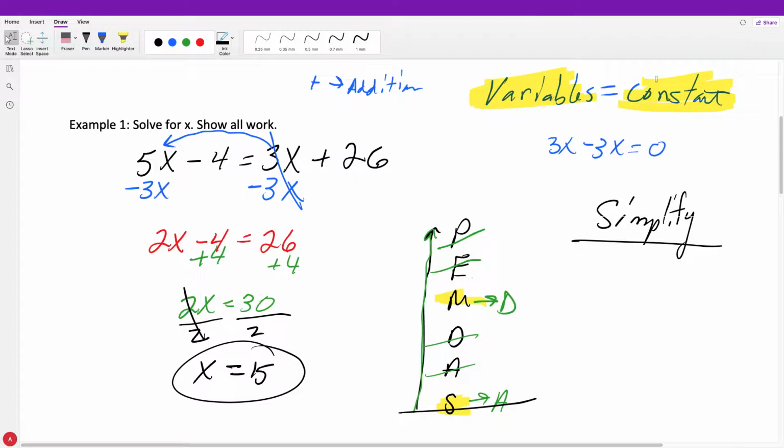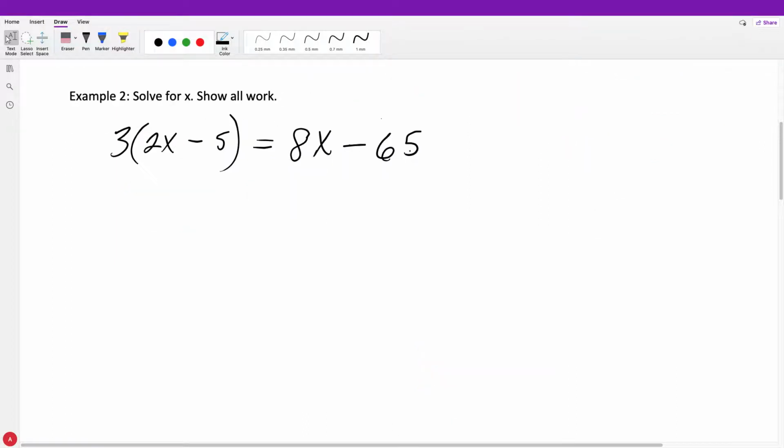All right, let's go ahead and do one more question, and then we're going to get into the special cases. All right, so for this problem, they can appear in different ways. So remember, the first thing we want to do is we want to simplify everything that we can.